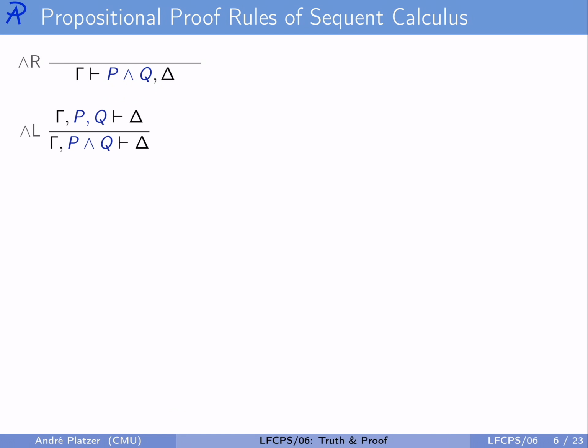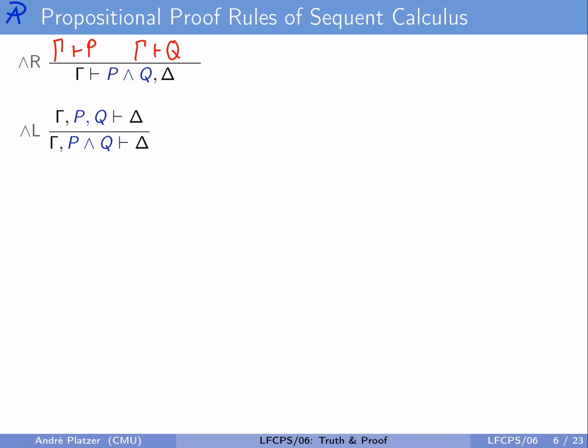What would you do as a mathematician? Well, from a bunch of assumptions gamma, you would prove that P and Q is true, ignore the deltas for now, by proving that P is true from the exact same assumptions gamma, and by proving that also Q is true from the exact same assumptions. So you would be proving this sequent, and having done so, also prove the other sequent. Now, what's with the delta alternatives that we could be proving as well?